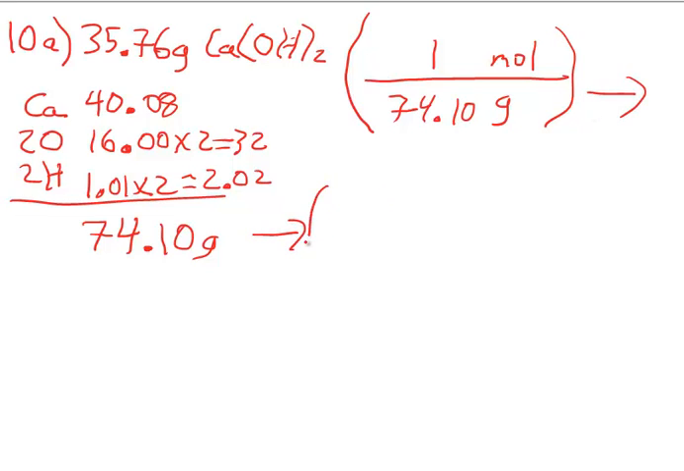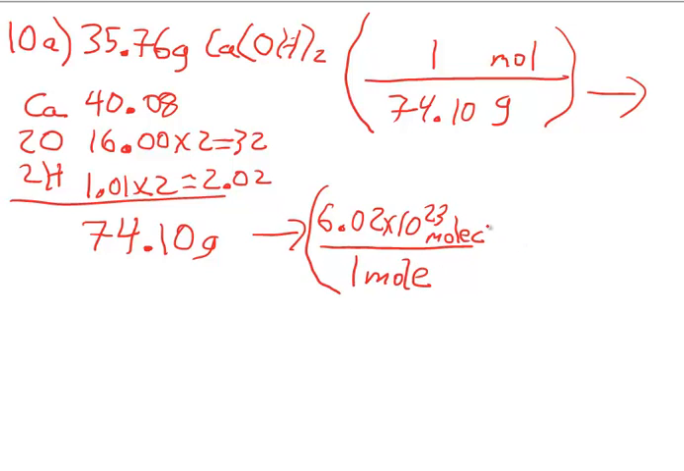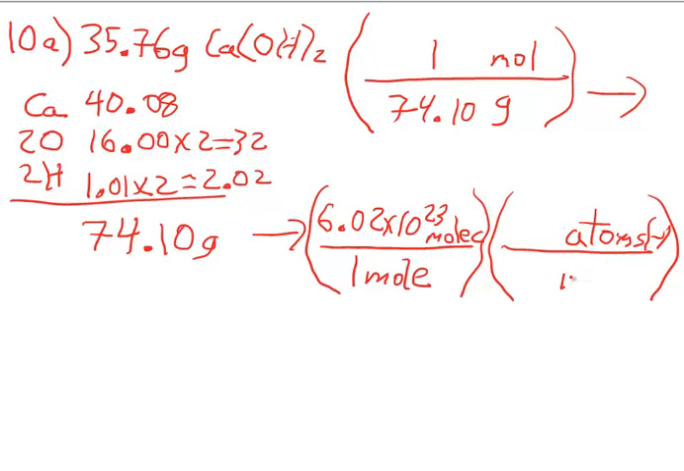Then picking up here, after moles, I want to go to molecules. So there are 6.02 times 10 to the 23rd molecules of calcium hydroxide in 1 mole. But this question is asking me for atoms of hydrogen, so I need one more step. So for every molecule of calcium hydroxide, there are 2 atoms of hydrogen.